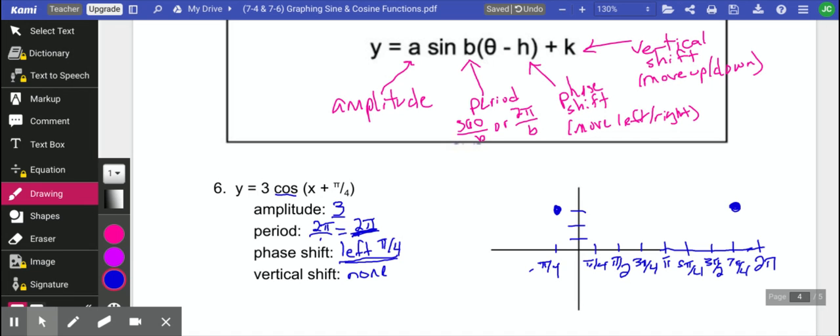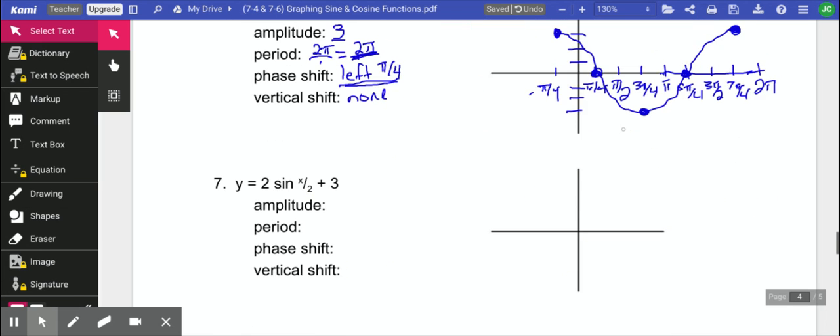Now, normally our bottom point would happen halfway between 0 and 2 pi, so normally it would happen at pi, but that's been shifted left pi over 4. So our bottom point is going to be here. And then halfway between these is where we're going to hit this midline. So I think here and here. Okay, so this is what that cosine looks like. Very similar to the cosine graph that we had before. It's just everything has been shifted left pi over 4. Our domain is still going to be all real numbers. Our range is still from -3 to 3.